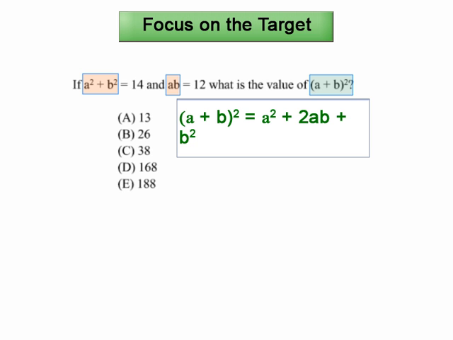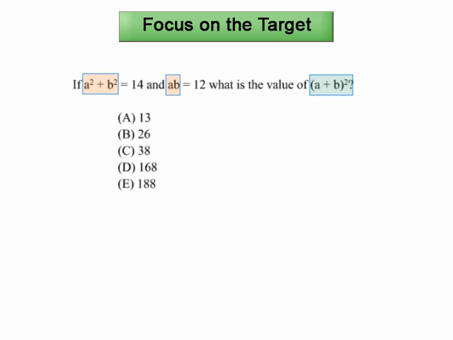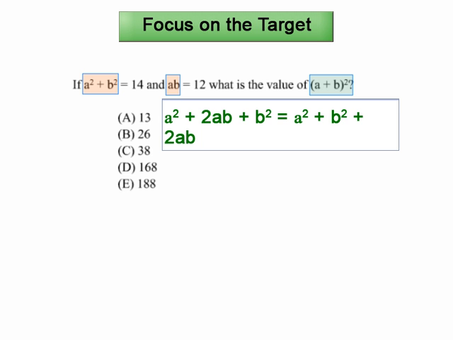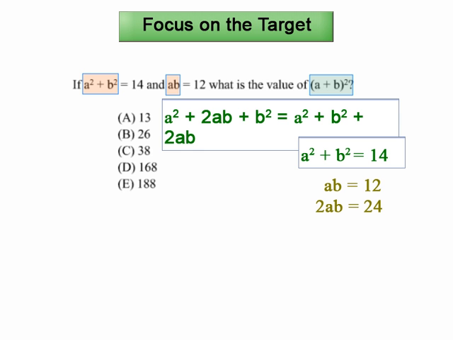Now I see where ab and a squared plus b squared fit in, because when I take this apart, I can say that a squared plus 2ab plus b squared equals a squared plus b squared plus 2ab. Well, since a squared plus b squared is 14 and ab is 12, 2ab would be 24. So I add 14 and 24 and I get 38.